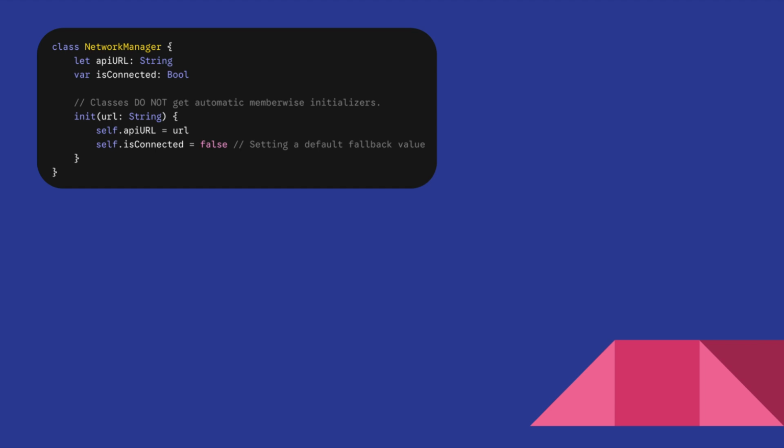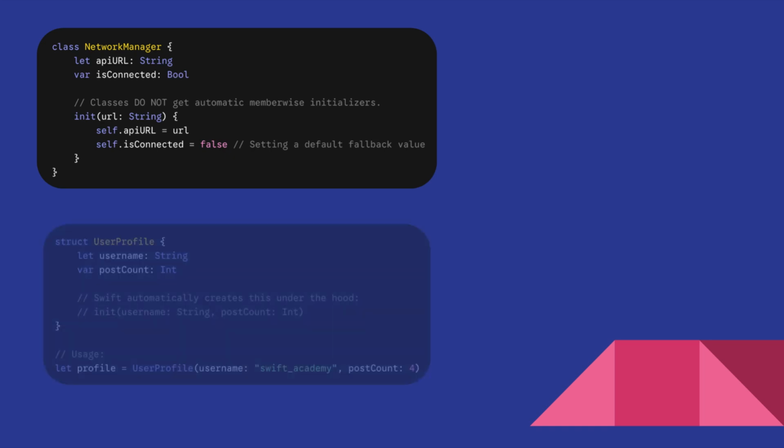To stand out to a tech lead, you need to show how initialization changes depending on the type you are building. Let's look at a class first. In our NetworkManager example, notice how we are forced to write an explicit init(url: String) block. Classes are reference types and do not get an automatic initializer. If you don't manually assign a value to properties like url and declare a fallback for isConnected inside this block, your code simply won't compile.